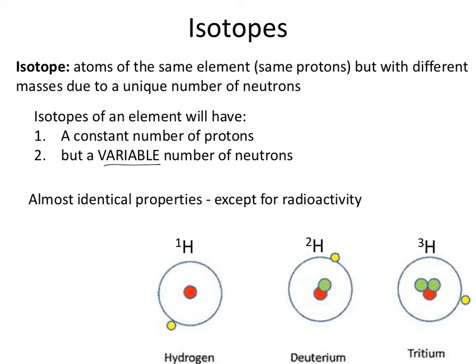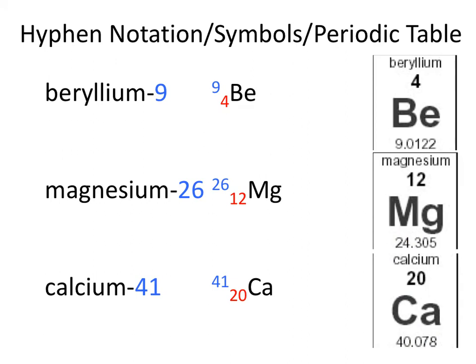So these isotopes are all different from each other with respect to their masses and somewhat towards their reactivity behavior. However, notice they all have the same number of protons that identify them as a hydrogen isotope. So let's go ahead and talk about the hyphen notation for isotopes in elements.